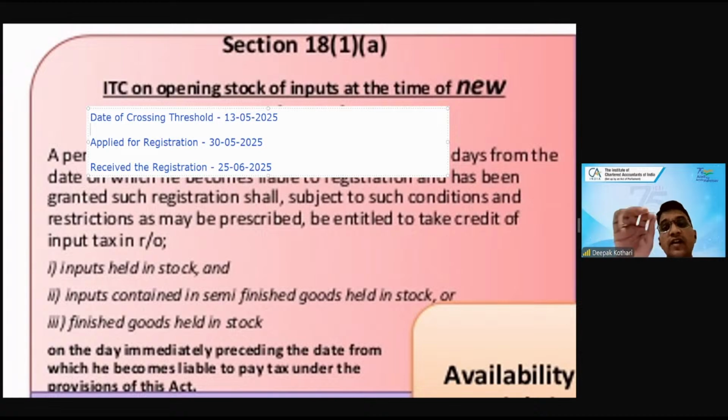So as per 18(1)(a) you will get credit of the stock which is held of inputs, raw materials, semi-finished goods and finished goods. But as on which date? Because here also some stock may be there. This is 1, this is 2 and this is 3. So according to 18(1)(a), what I've explained, as on which date will we get the credit of the stock?